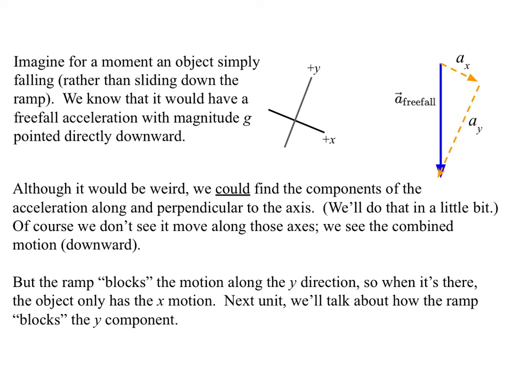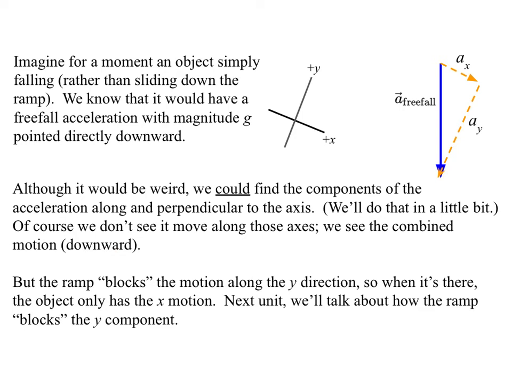So we can pretend that our object that's falling straight down is actually doing two component motions that are put together, something along this direction, which happens to be our incline, and something along this direction, which happens to be perpendicular to that incline, even though it's not moving on the incline. We'll do this in a little bit, of course, to get those actual components. And we don't usually see it. We actually see the combined motion.